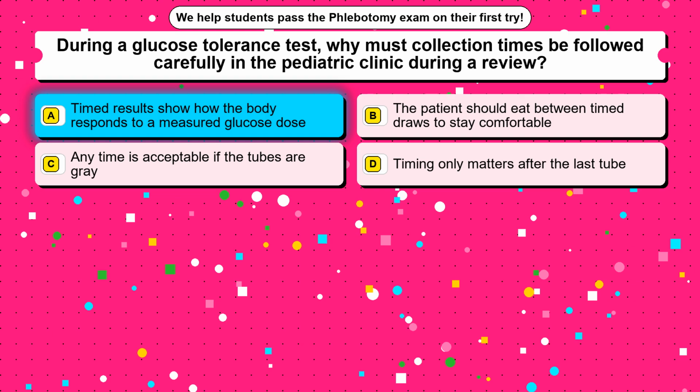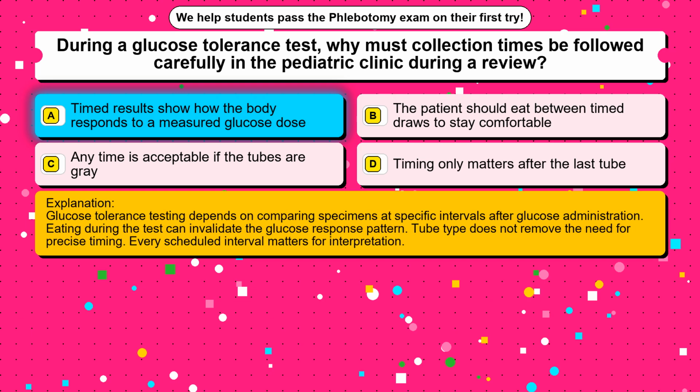Timed results show how the body responds to a measured glucose dose. Glucose tolerance testing depends on comparing specimens at specific intervals after glucose administration. Eating during the test can invalidate the glucose response pattern. Tube type does not remove the need for precise timing. Every scheduled interval matters for interpretation.